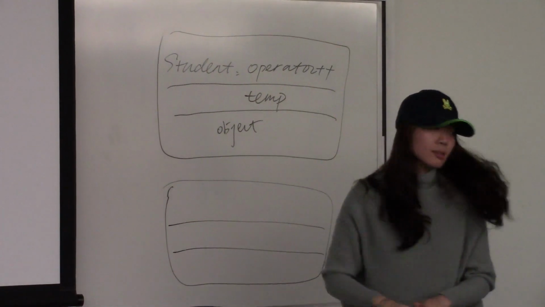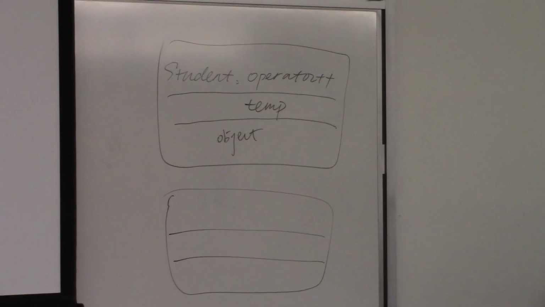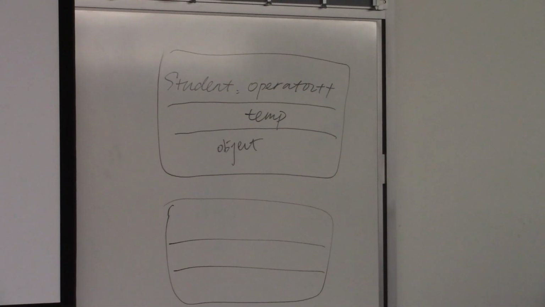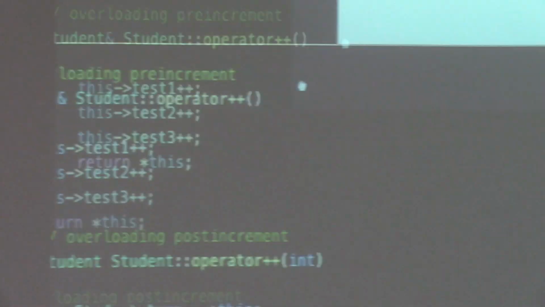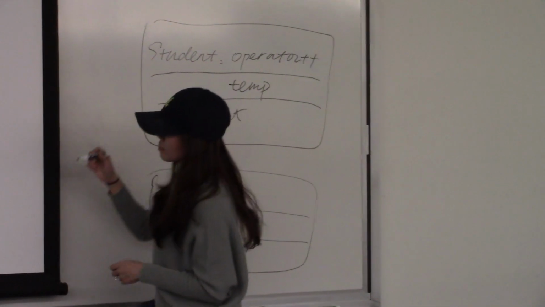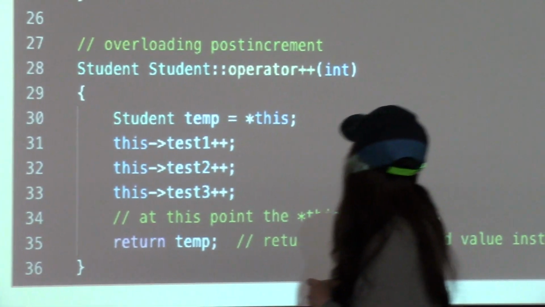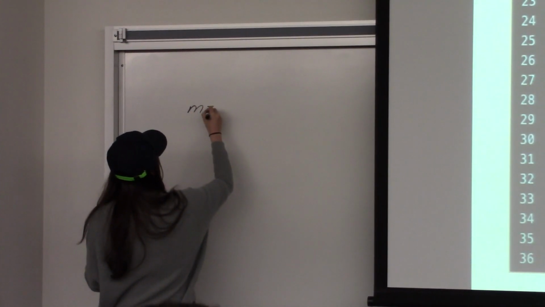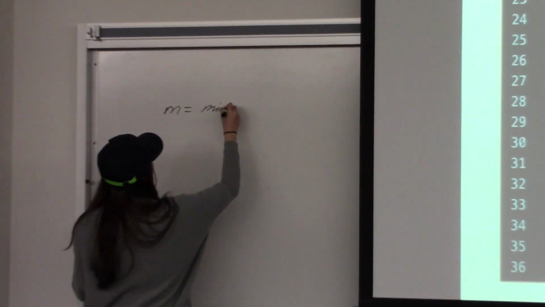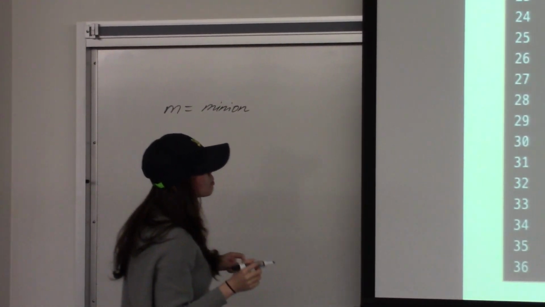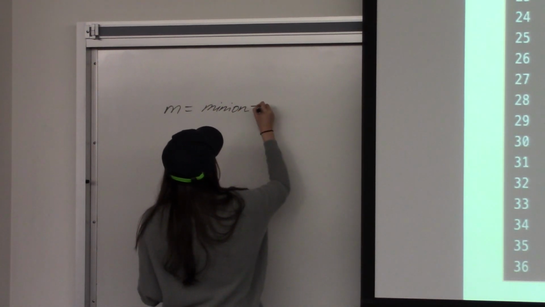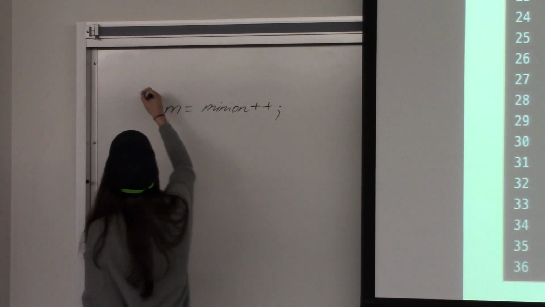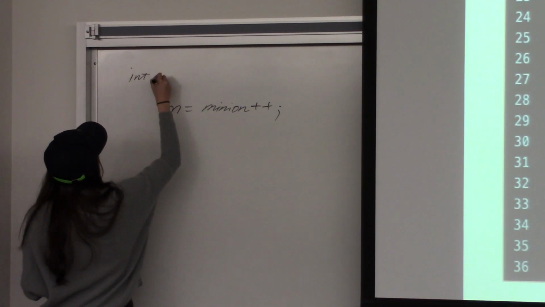Do I have a main here? Nope, I don't. Okay. Say that I have a main. What's our main? Minion. Minion plus plus, for example. Okay, so M equal to minion, is it pre-increment or post-increment? Post-increment, so plus plus. Say that's our main. Okay.